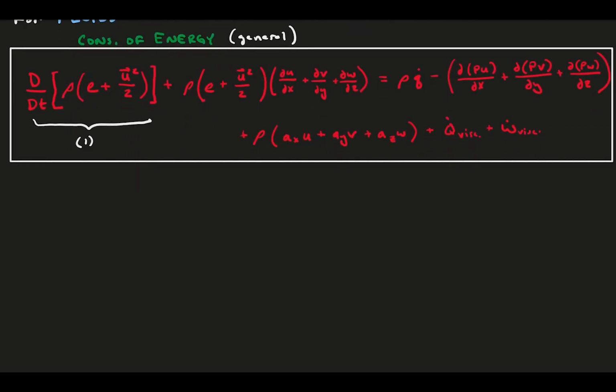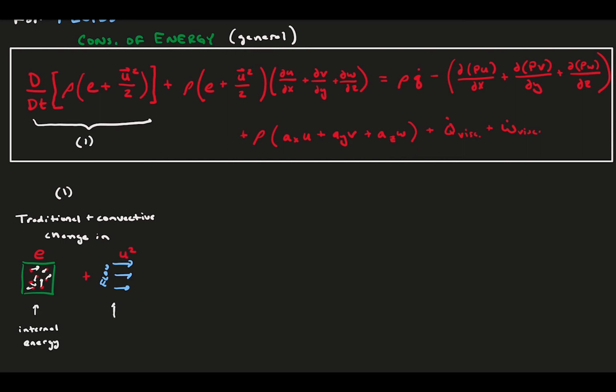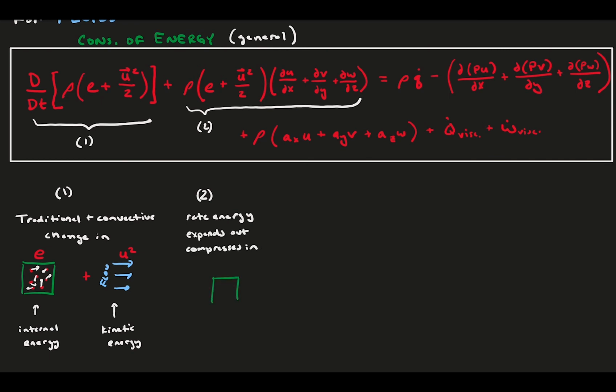The first set of terms is the transient and convective changes of a peculiar term, rho times E plus U squared over 2. This term represents the two forms of the energy of the fluid, the internal energy and the bulk flow kinetic energy. Second, we have this compression expansion term again, which represents how energy leaves or enters the system as stuff expands out or compresses in. And that's it for the left-hand side.